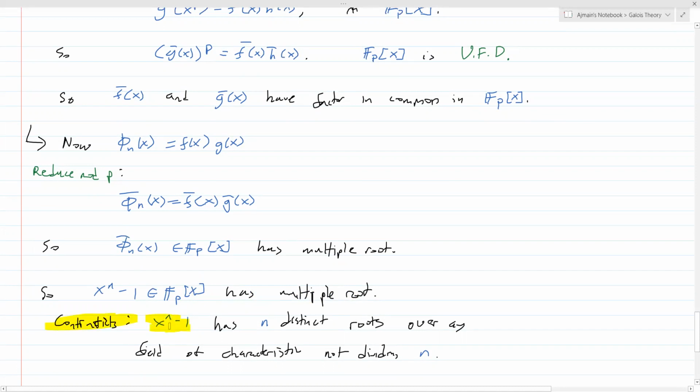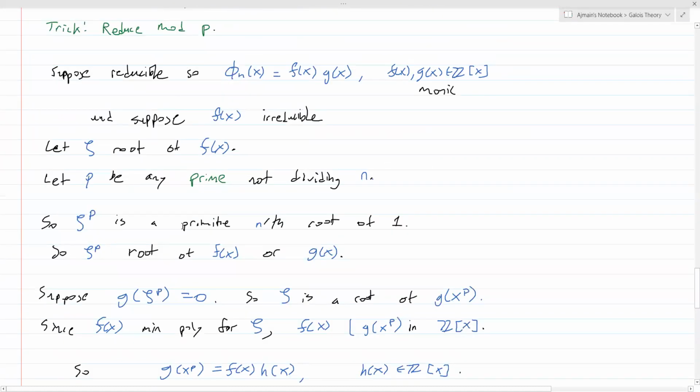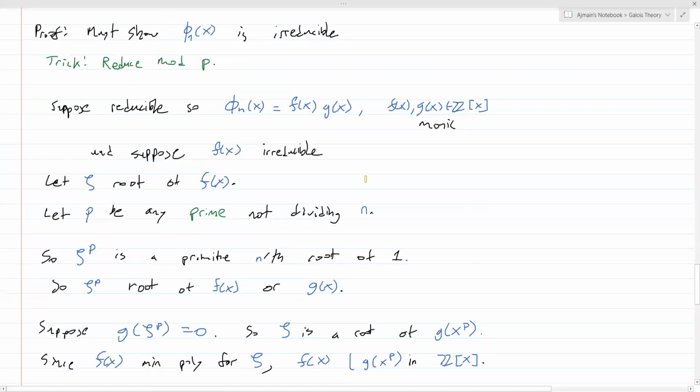right? So x to the n minus 1 has n distinct roots over a field of characteristic not dividing n. This was also from the last section. But we concluded that it has repeated roots. So this contradicts the fact that it has distinct roots. So all of that was to show that our assumption that zeta to the p is a root of g cannot be true. So zeta to the p must be a root of f.